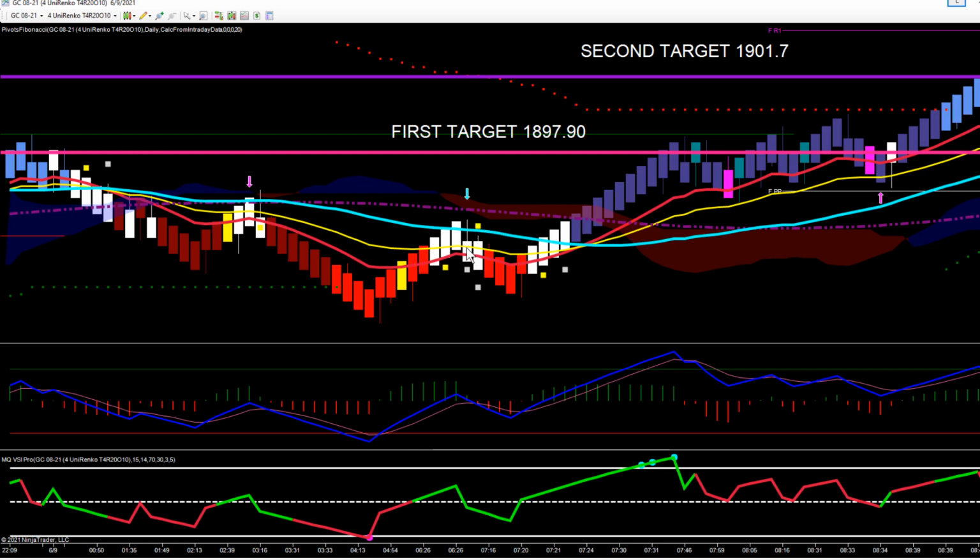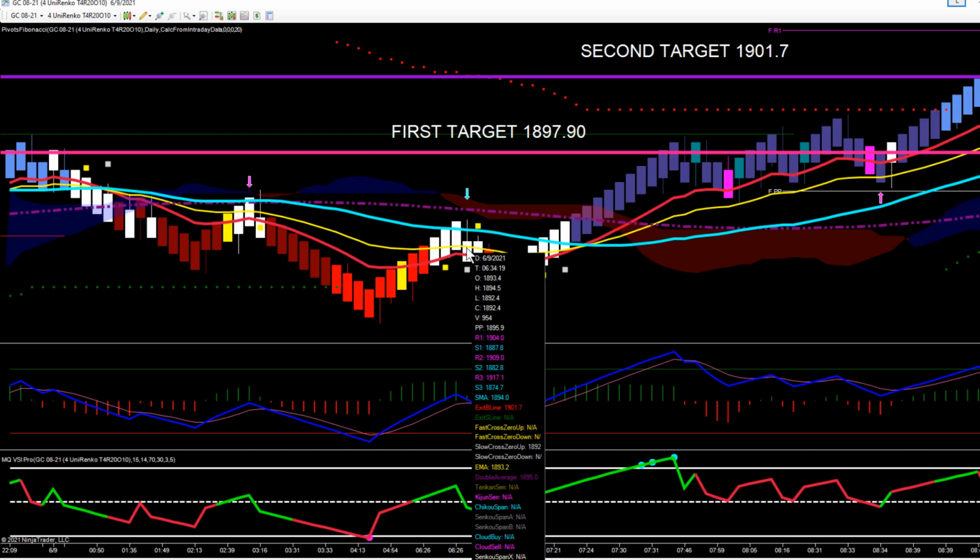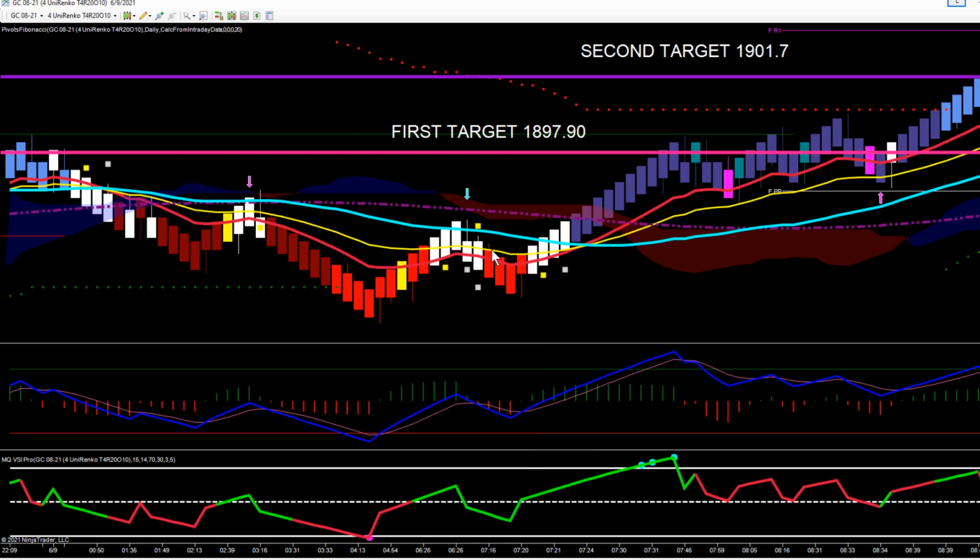That trend reversal breakout triggered in above 1894.50. Our initial target was up here at 1897.90, and you can see we went up there. So we were able to lock in $340 per contract on the initial move.